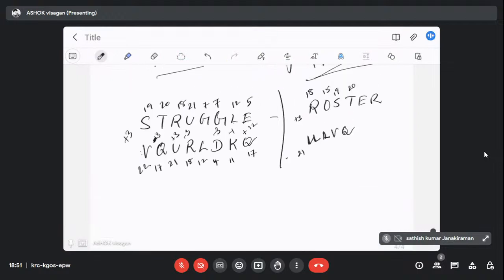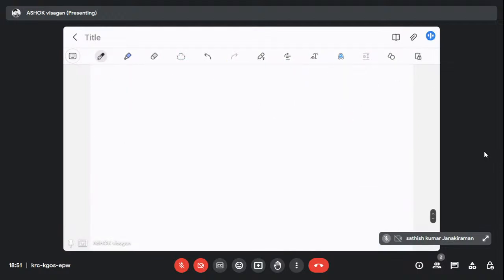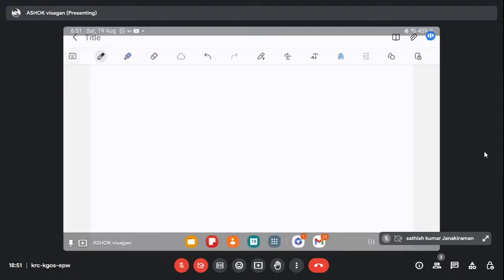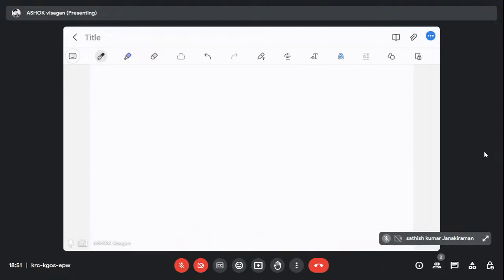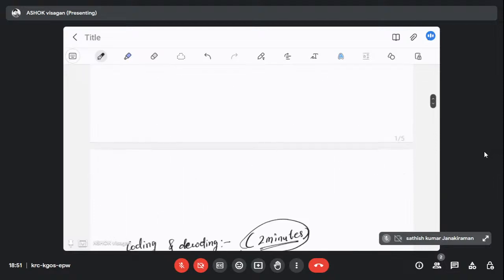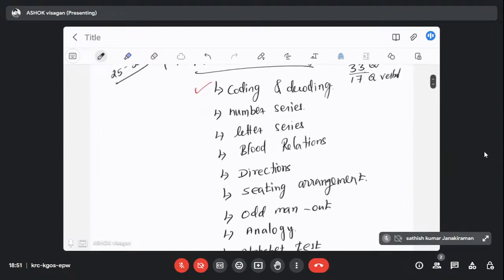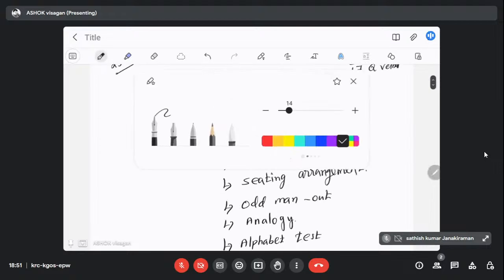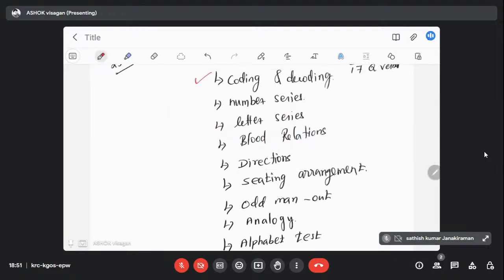You need to be very, very careful. Try to at least practice some 50 plus questions on coding and decoding. Easily you can get the questions from the internet and solve those questions. So try to solve those questions. We have completed this coding and decoding, and also we have seen some of the questions from Accenture itself. This coding and decoding is over.